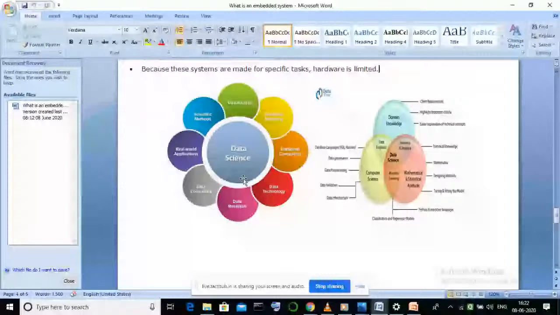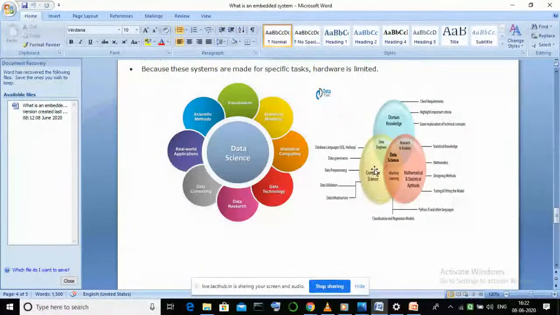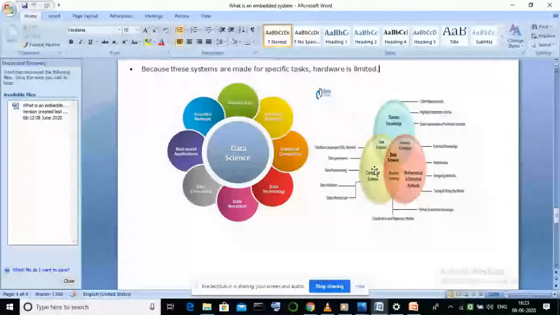Not necessarily that you should be an engineer. This is also domain knowledge, computer science. So all this comes into data science, so it's very important. Data science people also have a wide scope in jobs, career, development, and yes, of course, you will enjoy it.